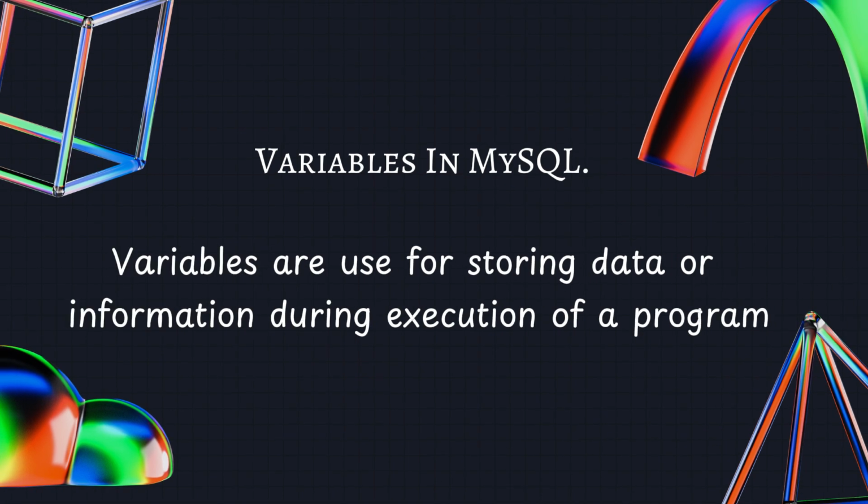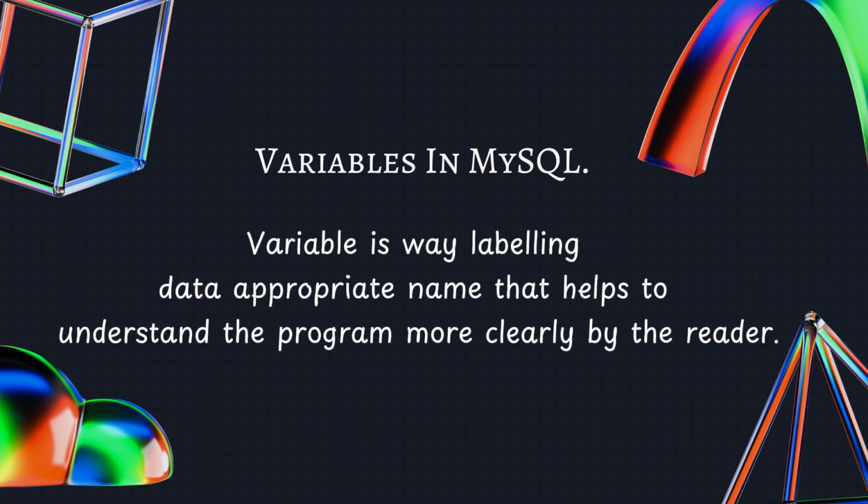First of all, what are variables? Variables are used for storing data or information during execution of a program. Another way to see it is a way of labeling data with an appropriate name that helps the reader understand the program more clearly. Variables are used to store data. That means you can put data there and use them to store them, right? Just like a container. Whenever you have a container, you put in something, your spices, whatever you want to put in that container, and like I said, you give it what? A label. That means whoever sees that particular container will know, oh, this container is holding this particular thing.